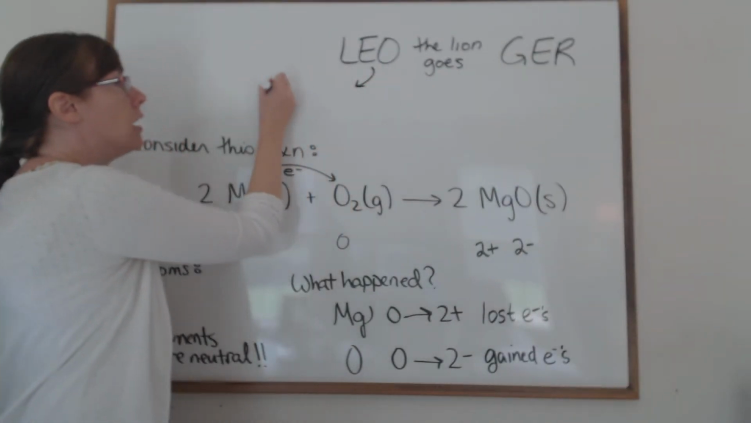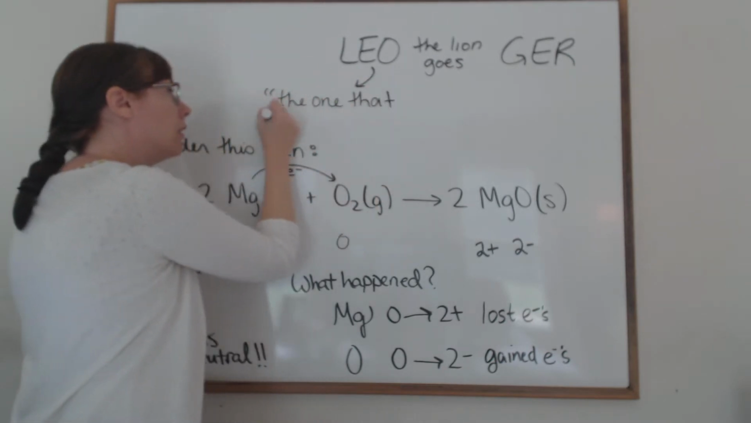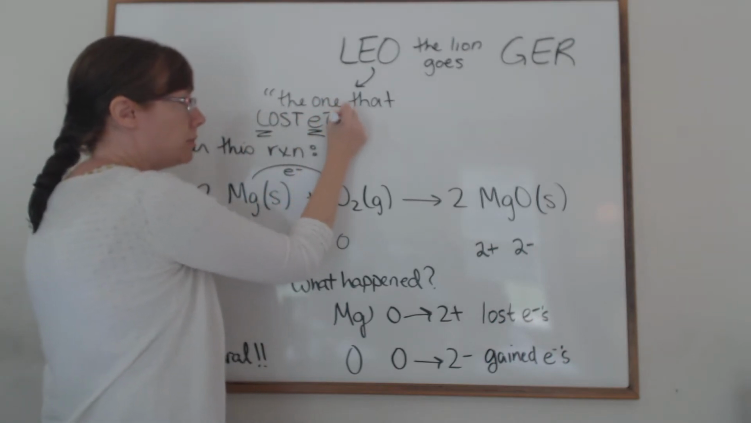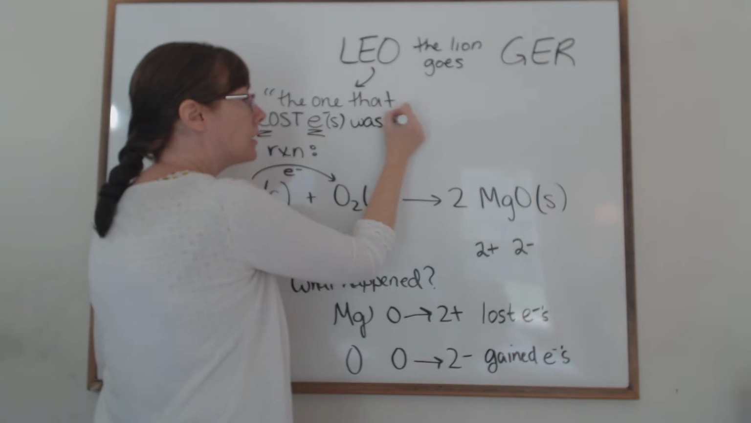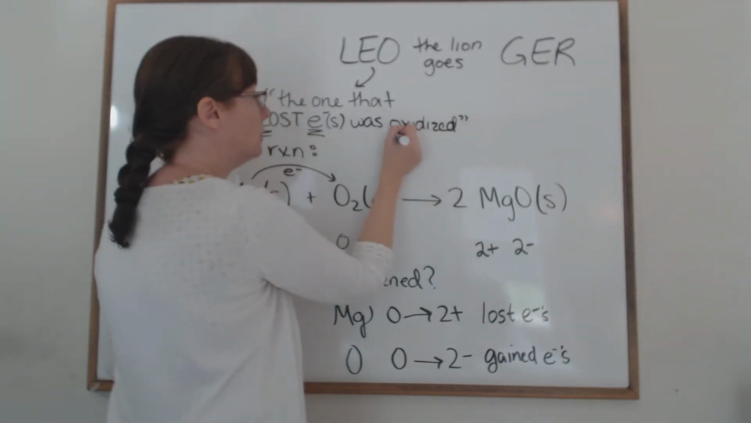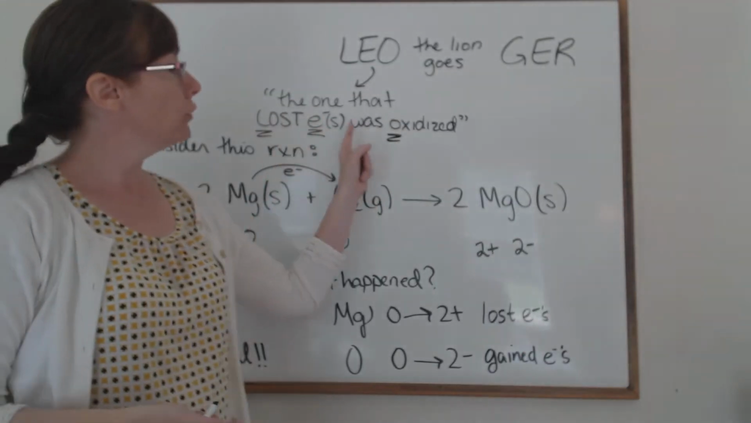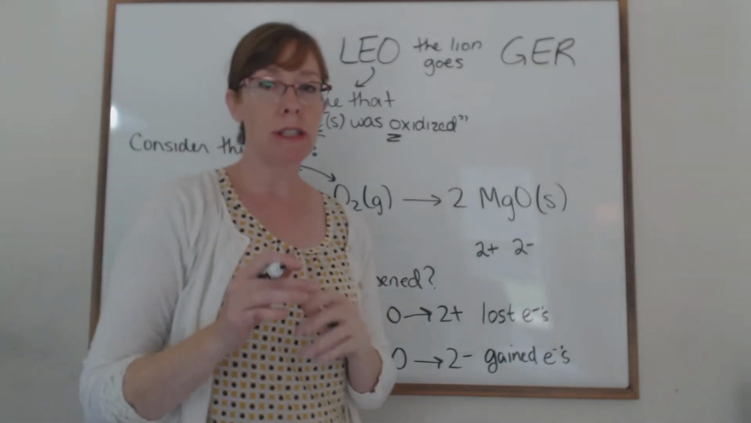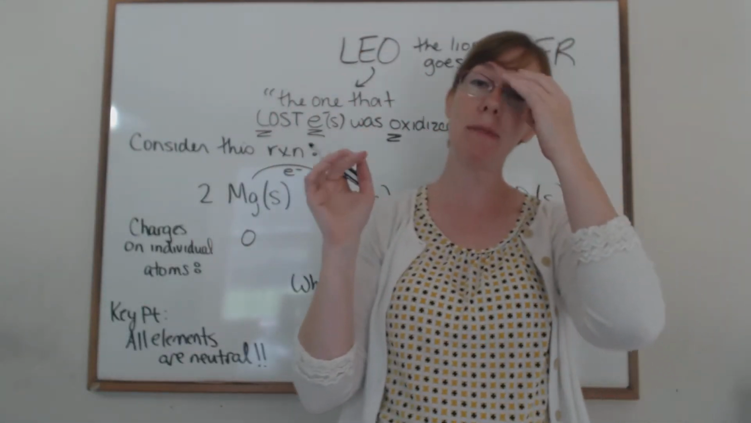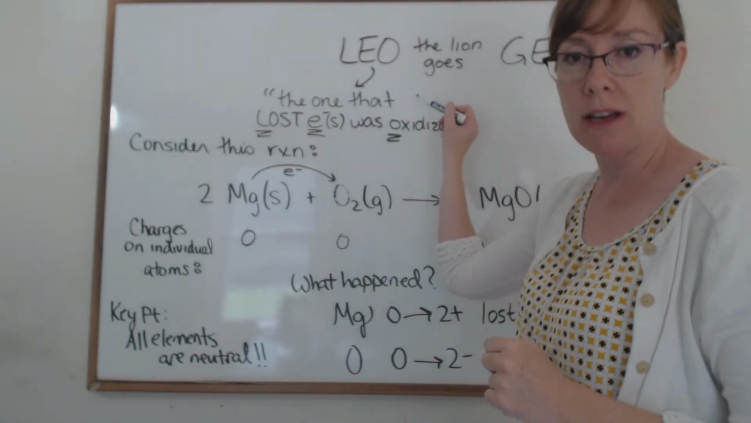Trust me on this. The one that lost electrons, which can be 1 or more, was oxidized. Notice I'm using, I think in English, the passive tense. The one that lost electrons was oxidized. Don't just think lost electrons, oxidation. Don't do that because you're going to get messed up when you come to the agents. Remember, or just train yourself to say this exact same sentence every time.